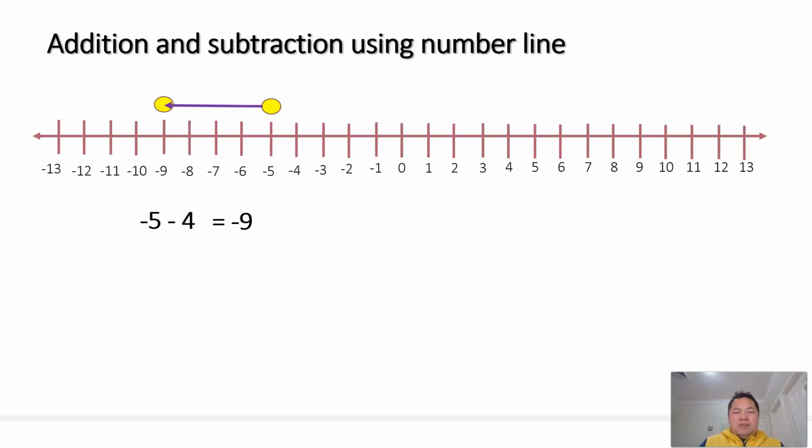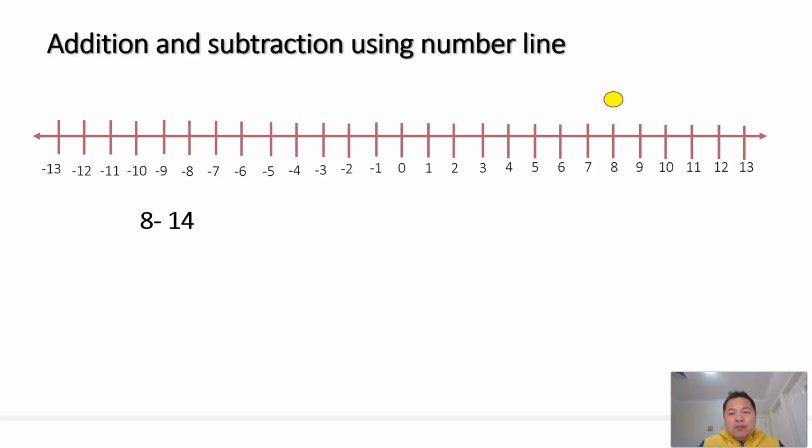Are you all good? Okay, let's move on. I'm going to give you many examples. What about 8 minus 14? Okay, let's locate where's 8. 8 is there, and minus 14. So when you minus 14, the value gets smaller, so I got to move to the left.